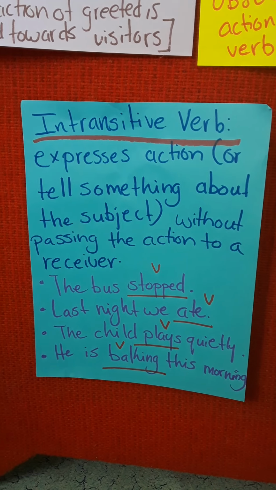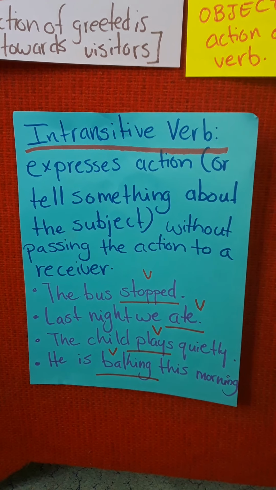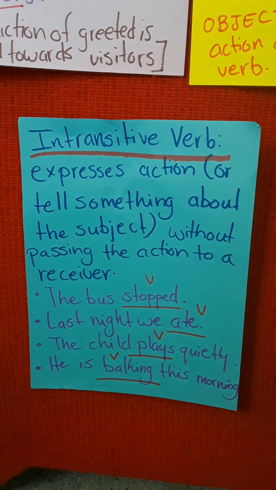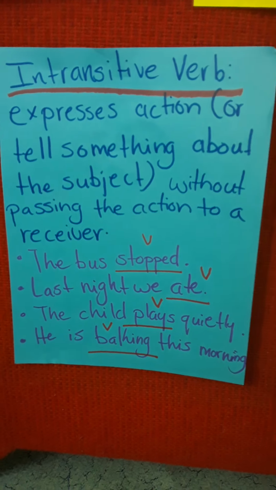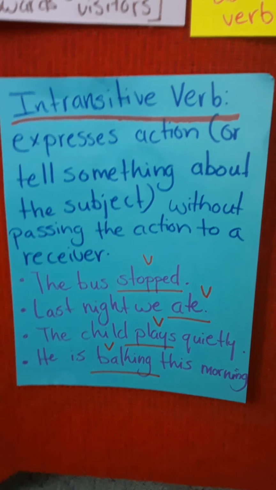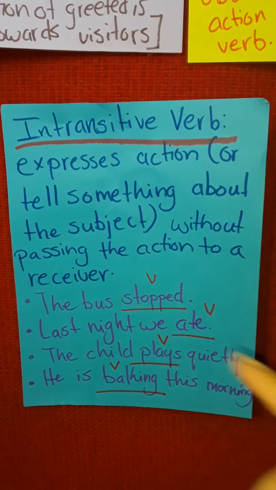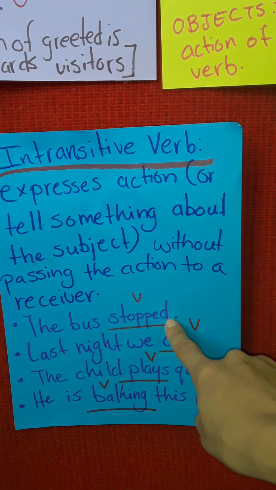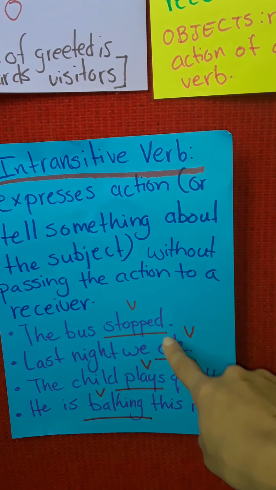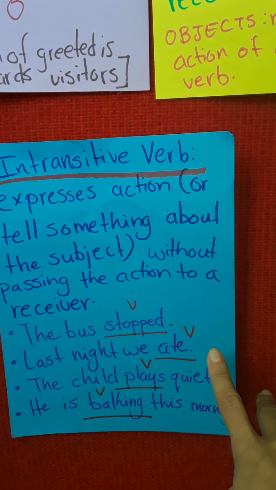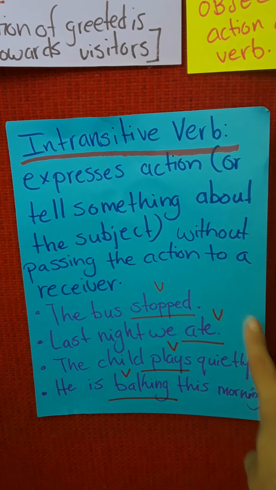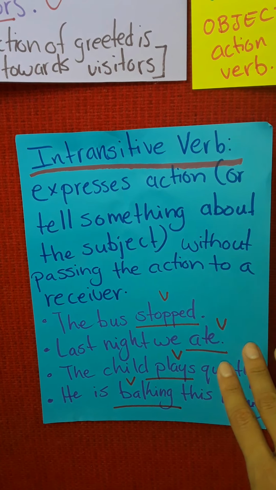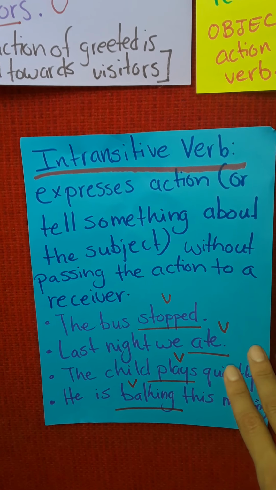One example: the bus stopped. The bus, which is the subject, stopped. So it's telling you something about the bus. It's telling you that it stopped, and that's it. The sentence is done. This verb does not pass anything to the object, does not affect any object because there is no object. So we don't really need an object to express this sentence because we already understand what this means. So this is what we'd call the intransitive verbs.